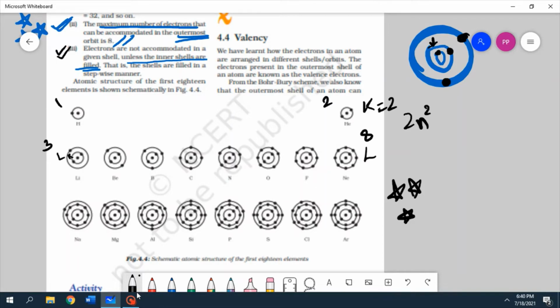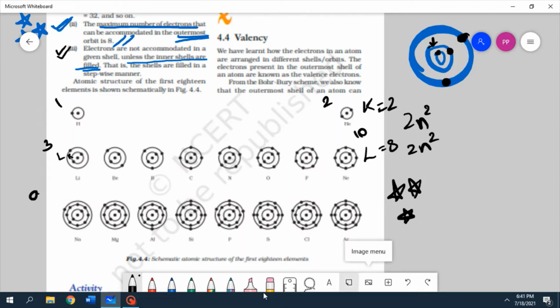And the L shell can have a maximum of 8 electrons, right? 2n square again. That's why it can have a maximum of 8. So until you reach 8, you cannot move on to the next one. And in elements from 3 through 10, I mean, this was supposed to be 10, not 8. I'm sorry about that.